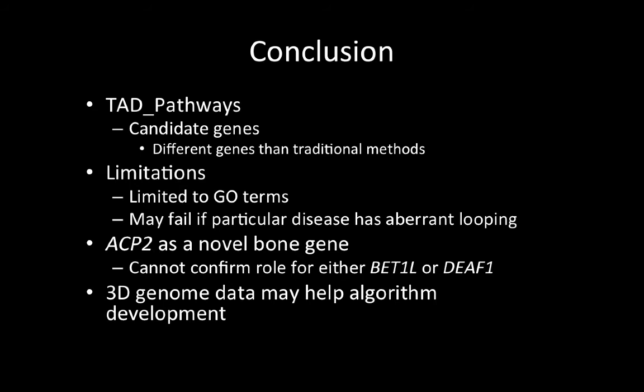We also experimentally confirm a role for ACP2 in osteoblast mechanisms, which warrants follow-up study. ACP2 is the gene predicted by TAD pathways and is not the nearest gene to the significant GWAS signal. We anticipate that future genomic algorithms that incorporate principles of TADs and other three-dimensional genomic data will improve detection performance and help to discover novel disease biology.